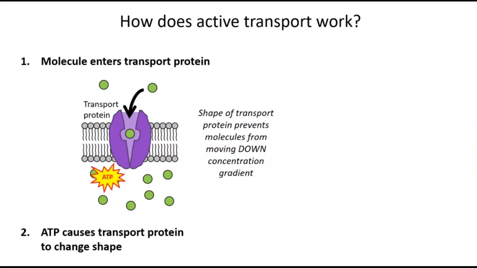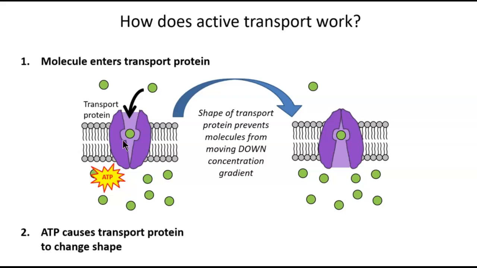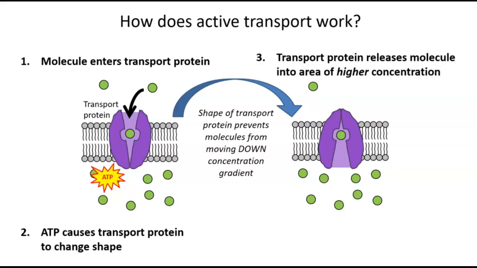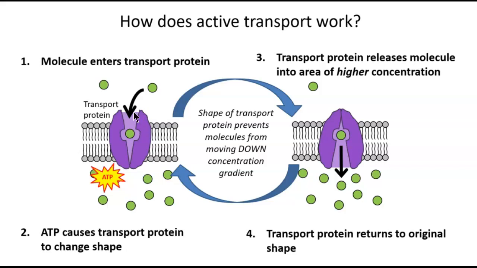So we get that ATP and the protein shifts to its other shape. So you can see it's sort of switched from being open on top to being open on the bottom. And this allows the transport protein to release that molecule into an area of a higher concentration. So there it goes. And when it's done, the protein goes back to its original shape so it can go back to doing the same process all over again.